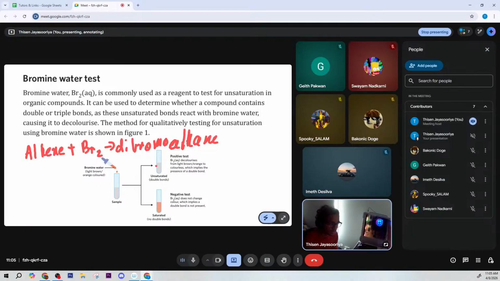If it's an unsaturated compound, if it has double bonds or triple bonds, right, it's going to remain completely colorless. But if it doesn't contain double bonds, right, it's going to be the same color as the bromine water, because the bromine hasn't reacted. The bromine's still there, right?